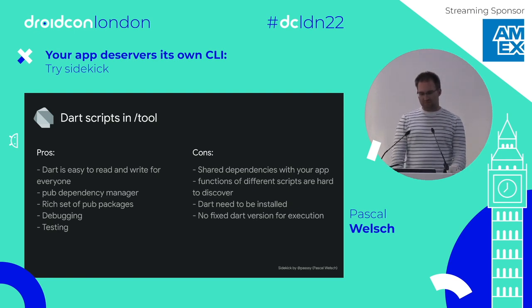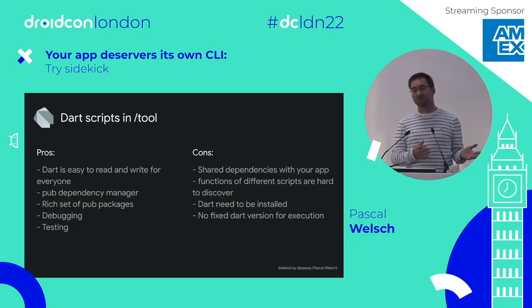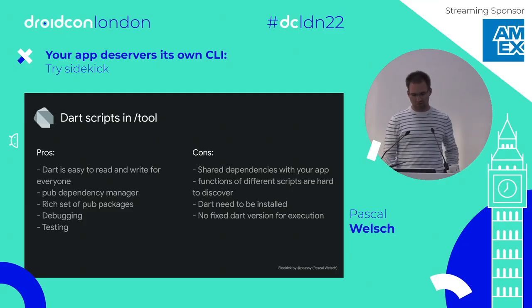We also have this problem that we have to have Dart installed on our system. Usually we do because we also execute Flutter and there's a Dart SDK embedded, but it's not exactly clear which Dart version is actually executing it. And you might run into problems like one person's script is working because they use a new Flutter version, and the other person cannot execute it because they use an older Dart version.